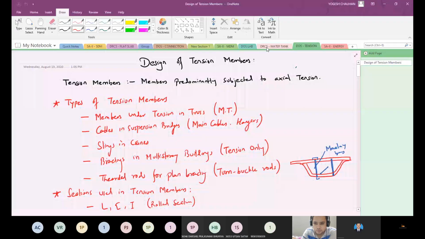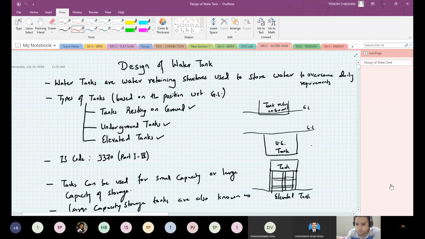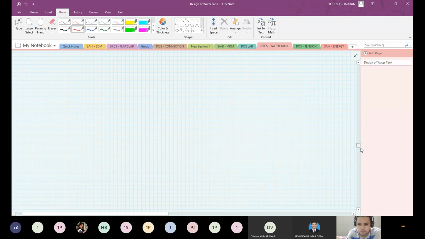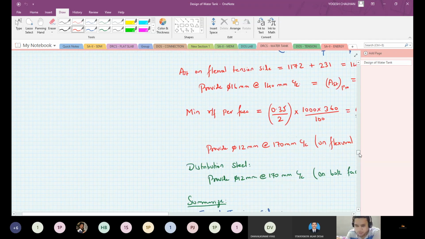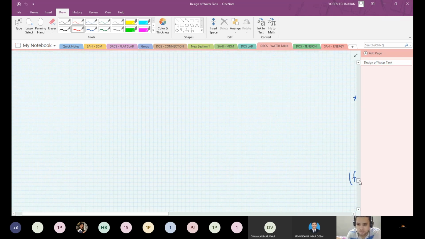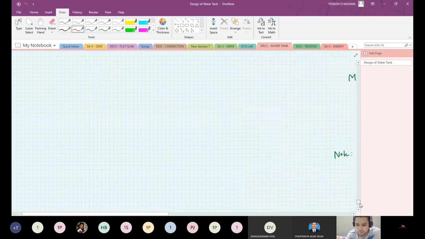So in the previous class we have gone through the theory part of the circular tanks with rigid joints between floor and walls. So today we'll take one example of a circular tank with rigid joint, and we'll try to solve it by using analytical method, and then we'll see how the tables given in IS 3370 part 4 can be used to get the moments.